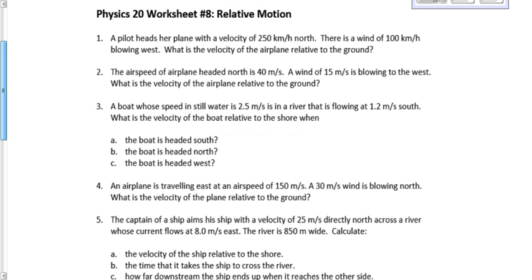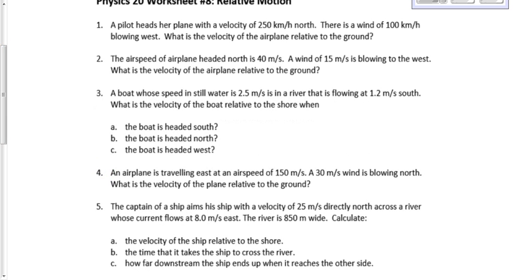Number 3 says a boat whose speed in still water is 2.5 meters per second. So in other words, this is how fast the boat can try to go. This isn't how fast the boat goes. This is, in the absence of a current, how fast the boat could go. So this is basically how fast the boat can aim. It contributes to the motion of this boat.